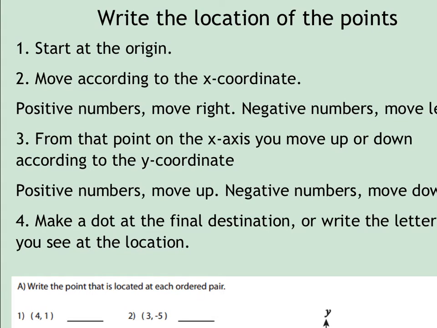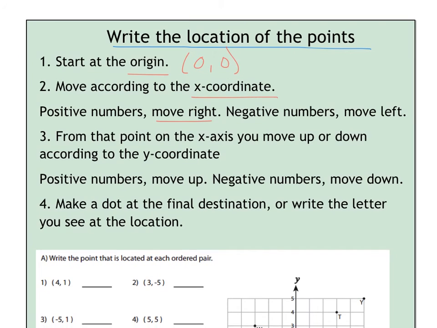On to the good stuff. If we're asked to write the location of the points, we would start at the origin. That's always going to be a trick. Starting at the origin, (0, 0), or where the axes meet, you're going to move first according to the x-coordinate. So you're going to be moving left and right. Positive numbers move right, and negative numbers move left. Forward motion positive, backwards motion negative.